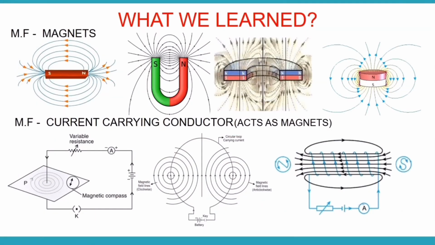What we learned: the first 4 diagrams show the magnetic field around real magnets, and the second 3 diagrams show the magnetic field around the different types of current carrying conductors. From this we conclude that a conductor acts like a magnet when current is passed.